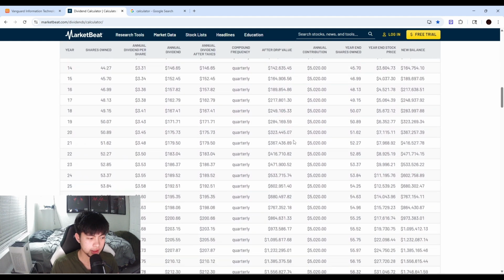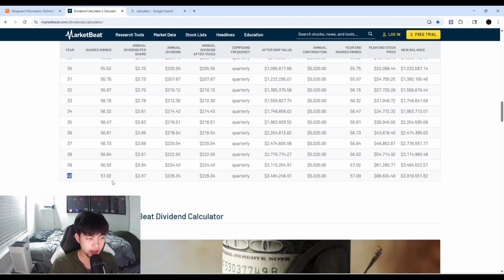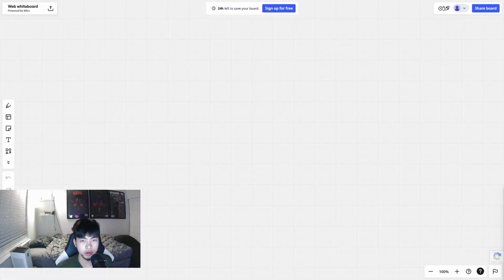Okay, let's take a look at all the way at the bottom. By the end of my 40 years, I'll own about 57 shares and I'll have about $3.9 million by the end of my retirement. And we'll get about $226 annually in dividends. Alright, now let's compare the two ETFs. If you invest $20 per day for 40 years and end up somewhere around $2.1 million, here's the real question.